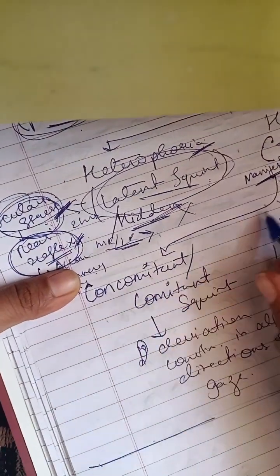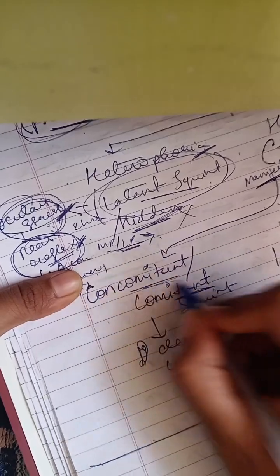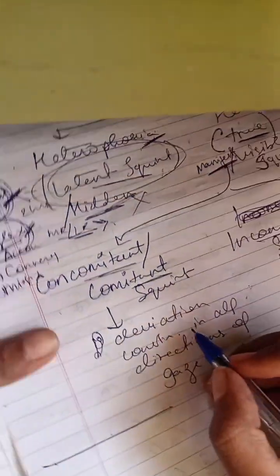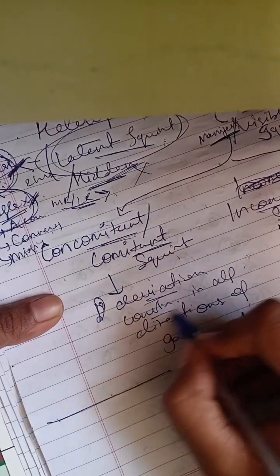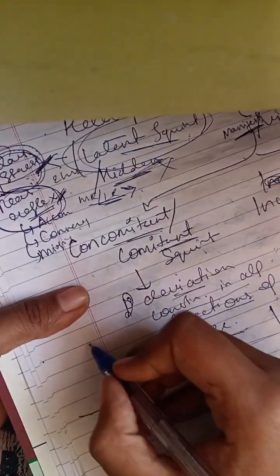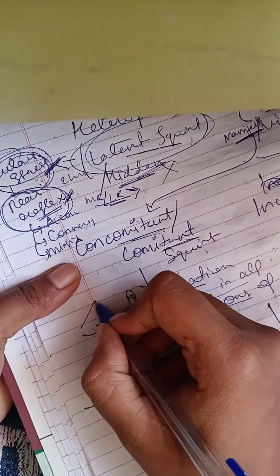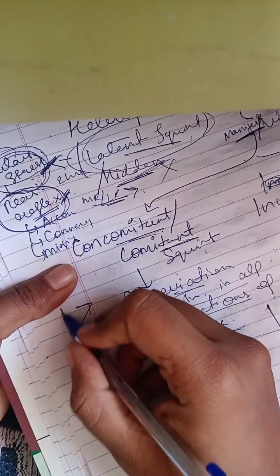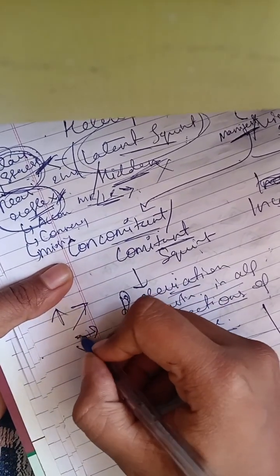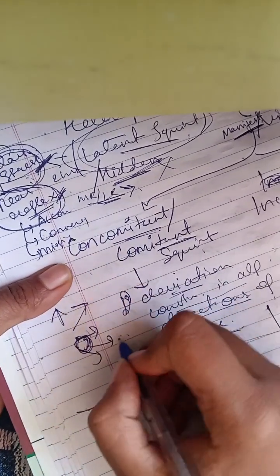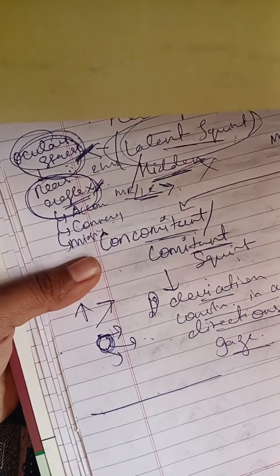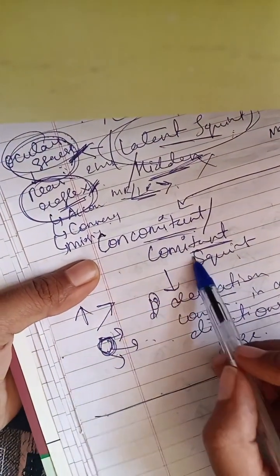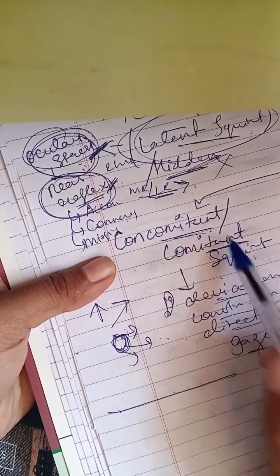Further, it can be divided into comitant or concomitant squint and incomitant squint. Now comitant or concomitant squint is basically deviation which is seen in all the directions of gaze. Whether the person looks straight, or looks over here, there, whatever, the angle of deviation present in that eye remains constant. This is called your comitant or concomitant squint.